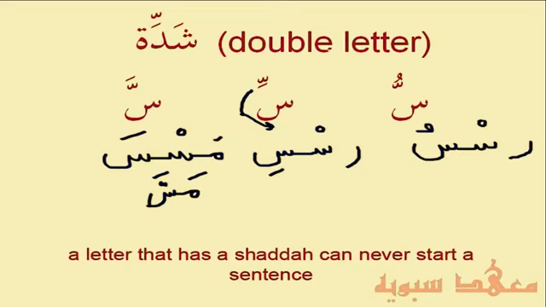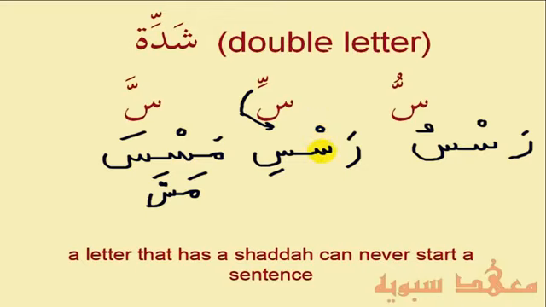Now, a letter that has a shadda can never start a sentence, as we said. That's why I put a letter that has a haraka on it. So let's put the fathas on those. So notice I put those huruf, those letters, in front, because there's no word that starts with a sukoon, or any letter that has a sukoon.